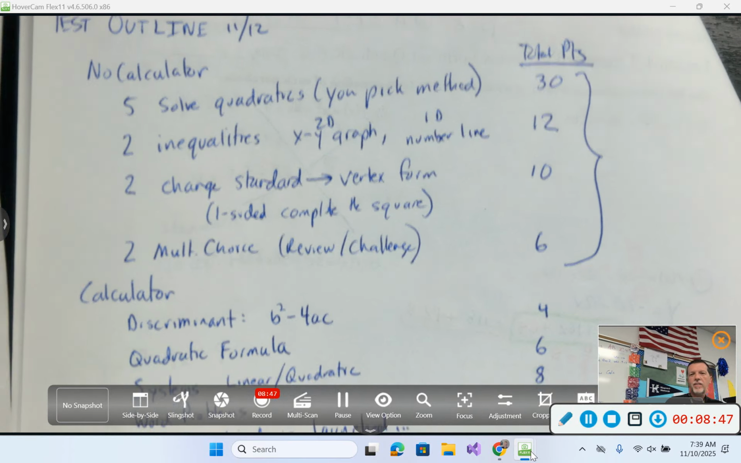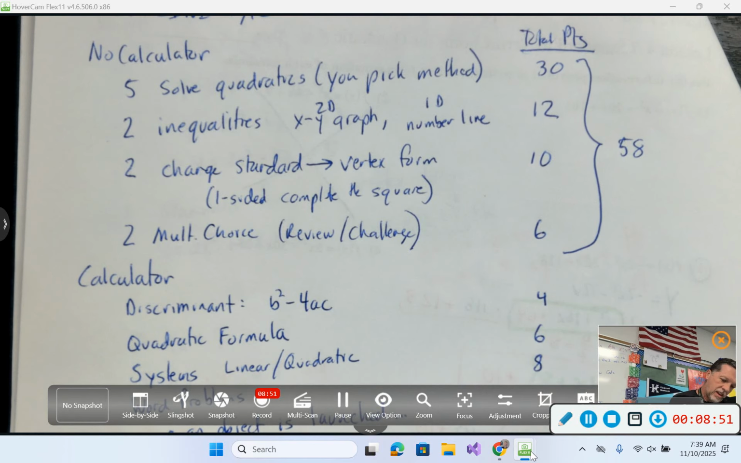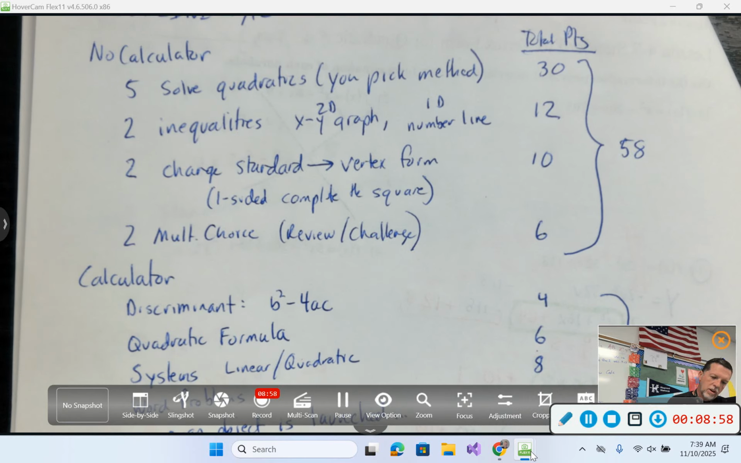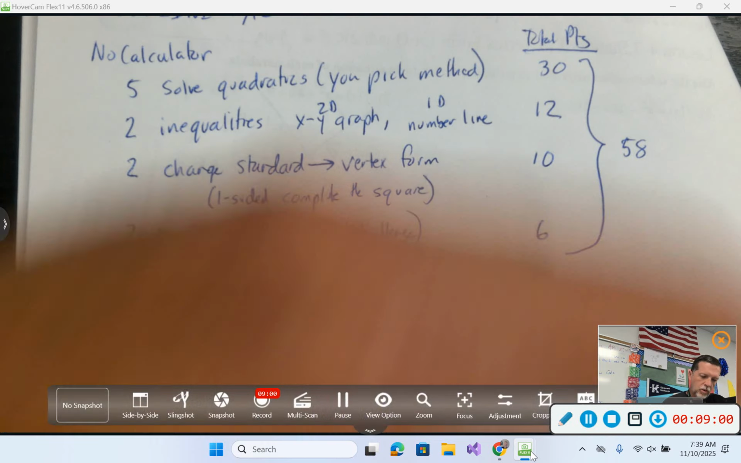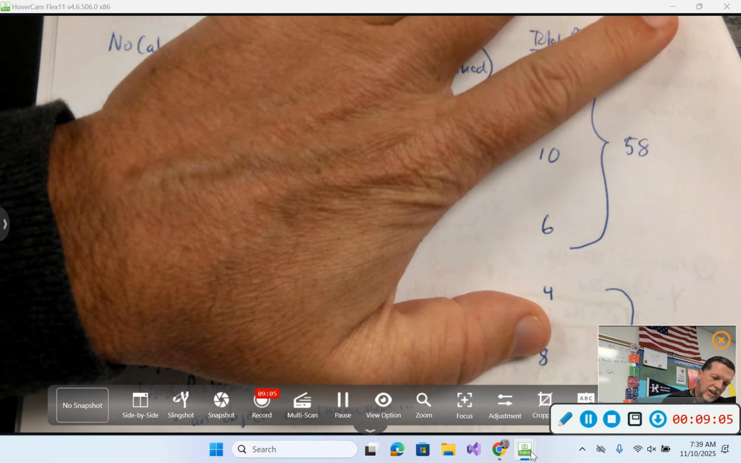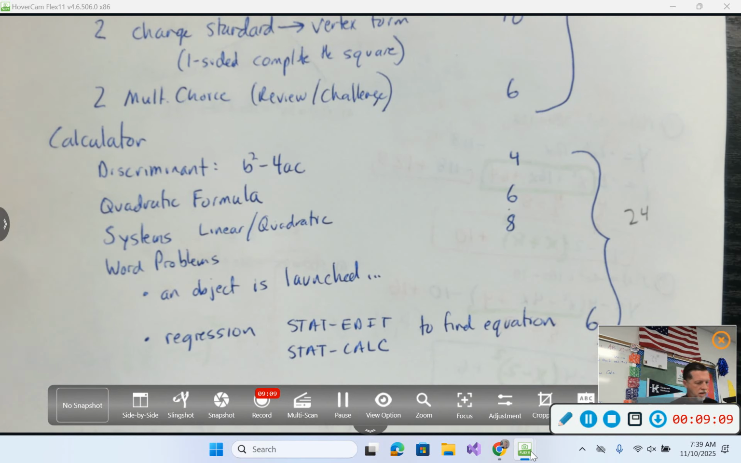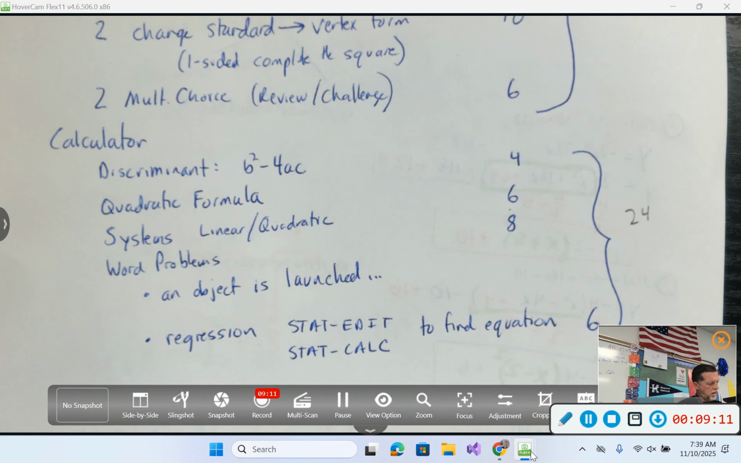So that makes 58. And right here we're up to 1024. But I want to get to 100, or at least close to 100. So I need 18 more points. It's probably the object launch. Well, that's what I'm trying to see. Are there 6 pieces to the object? 1, 2, 3, 4, 5.